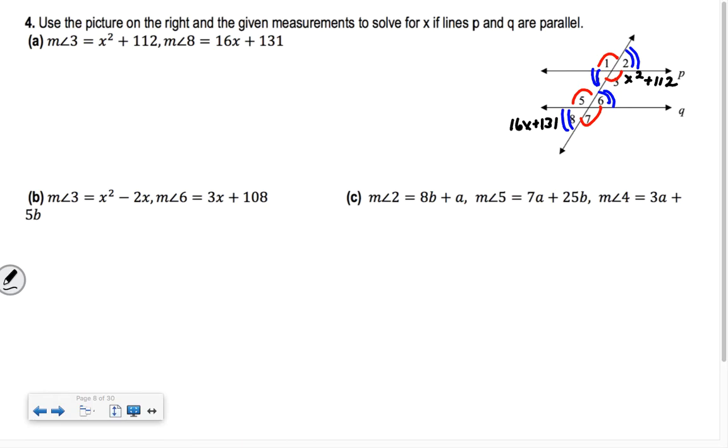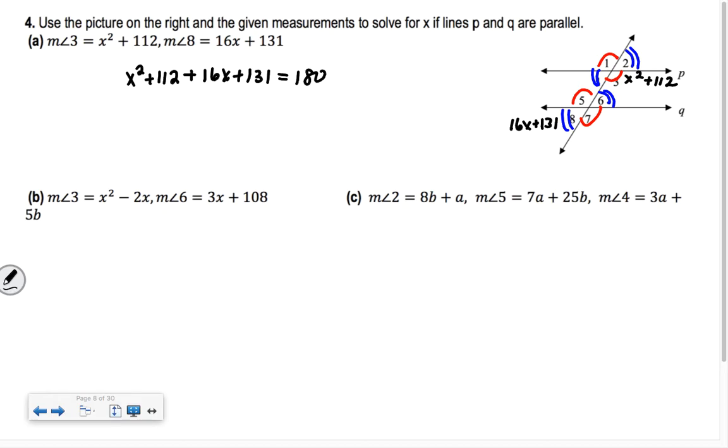So when I set up my equation, I'm going to have x squared plus 112. Am I going to say that it's equal to 16x plus 131? Yeah, I can't say that they're equal. So I'm going to say plus 16x plus 131 equals 180. You thought you were going to avoid factoring in geometry, didn't you? This has factoring. Do you guys all remember factoring? Might have to do a little quick review of factoring.